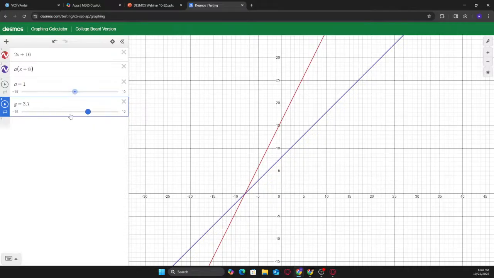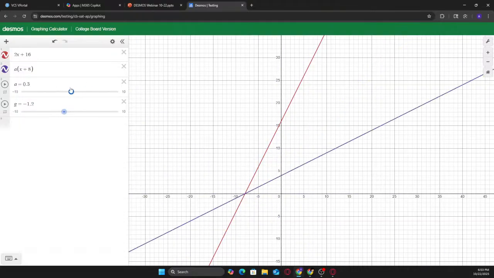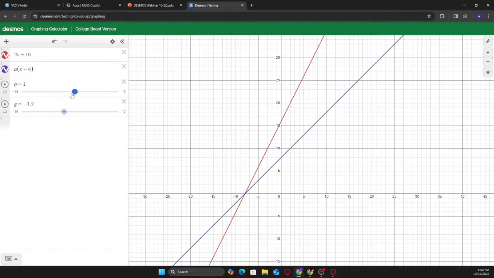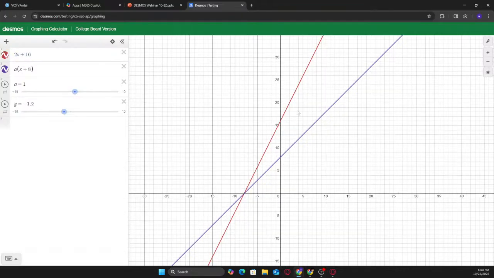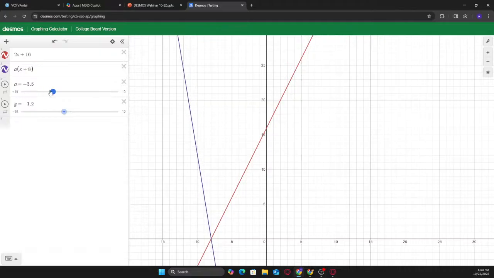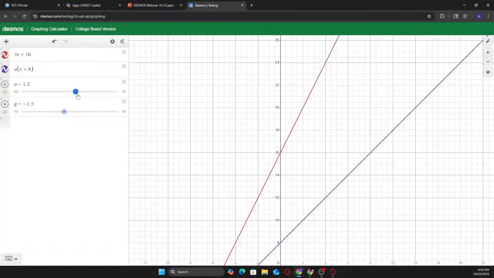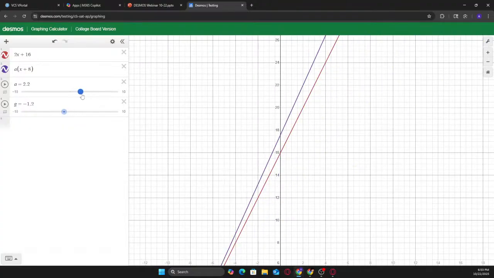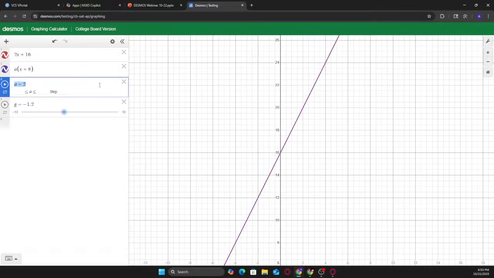I forgot to mention this, by the way, but this is very useful to determine something like this. Let's say I want to look at what value of a will make these infinite solutions, meaning they're going to be overlapping. If we decrease this, it's not looking close. We increase it, and every single step we get arbitrarily close to the line. When we stop, we can see that a equals 2. So the value of a is 2.